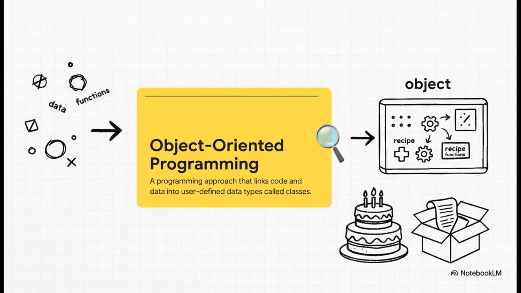And here is the absolute core idea. Instead of having your data and your functions just floating around separately, OOP bundles them together into these neat little packages called objects. Think about it like this. Instead of having flour, sugar, and eggs all over your kitchen counter, you've got a single cake mix box that has everything you need, the ingredients and the instructions all in one place.